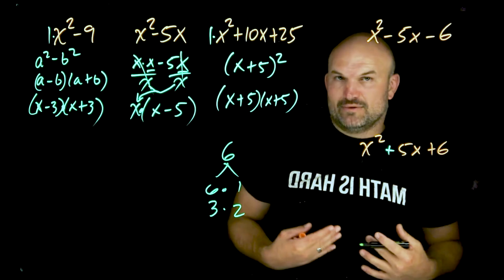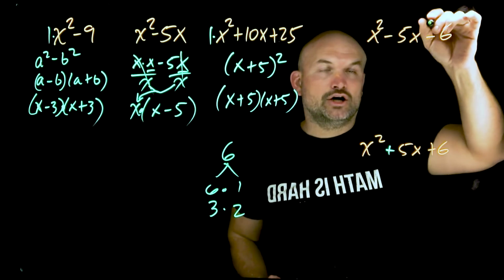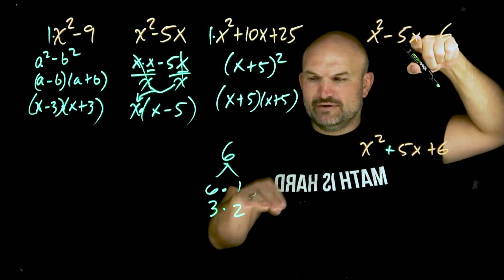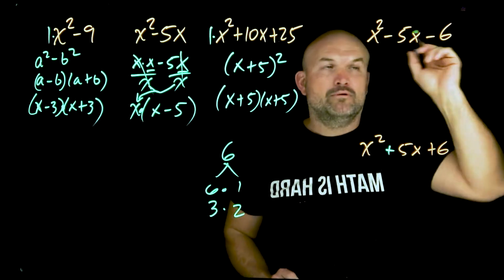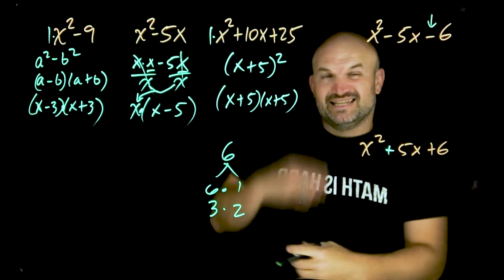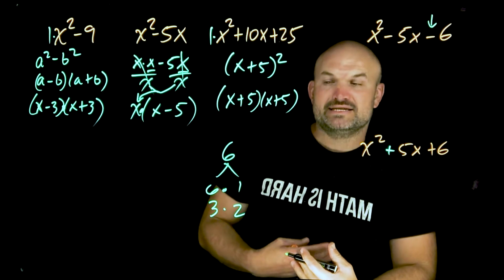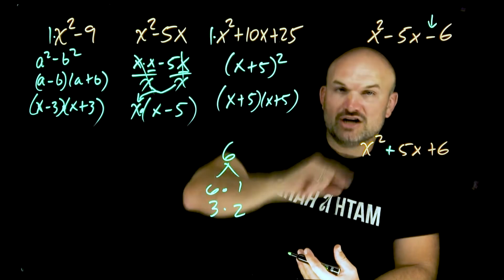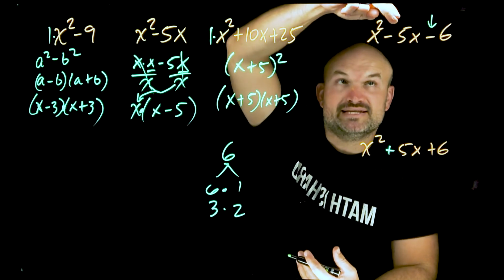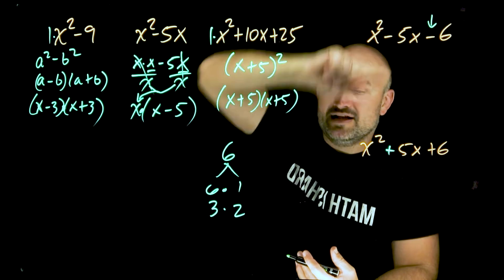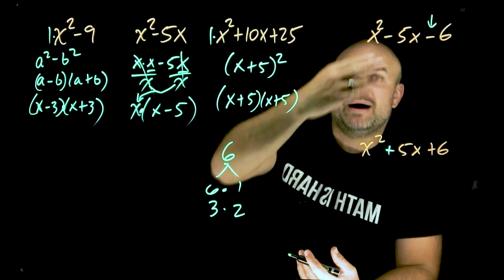And here's the thing that I want you to understand. When my last term is negative, I don't care about the positives and the negatives in this case. What I want you to focus in on is when the last number is negative. That means the larger of my two factors also has to be negative if my middle term is negative. If my middle term was positive, then the larger of my two factors has to be positive.